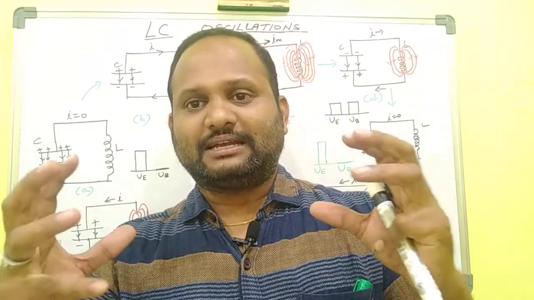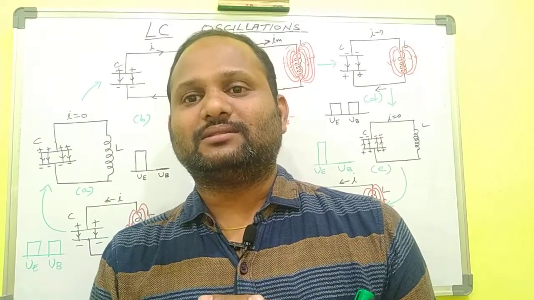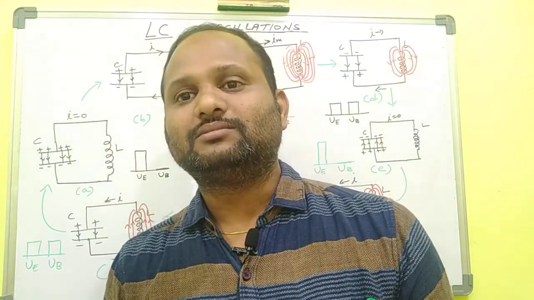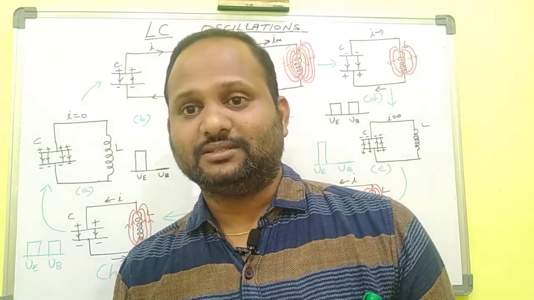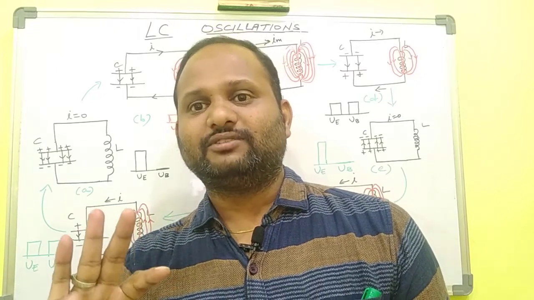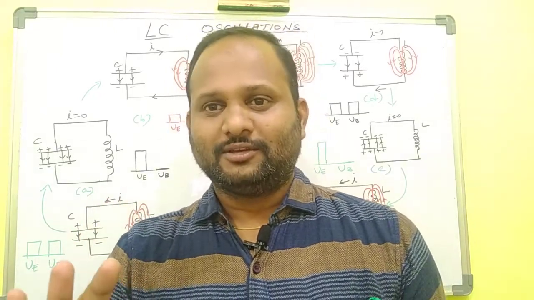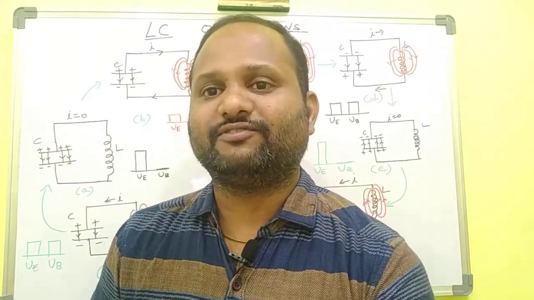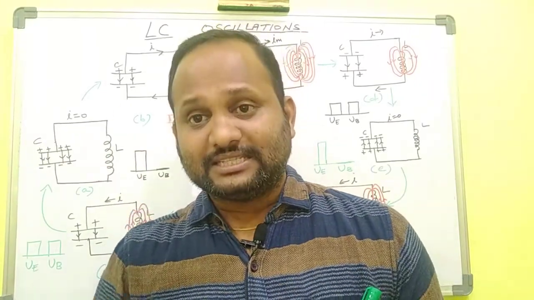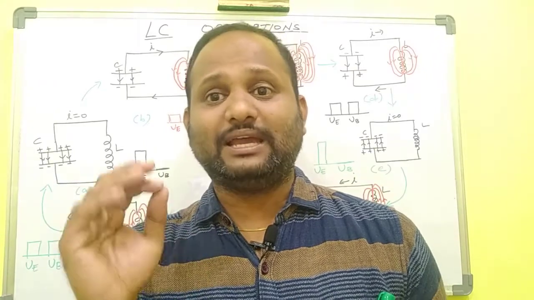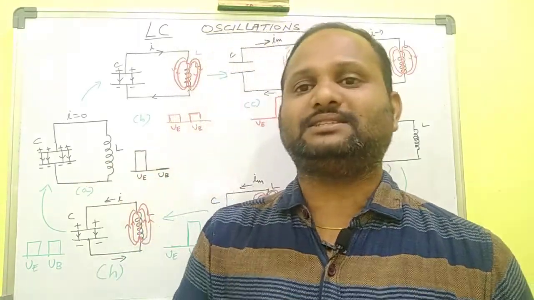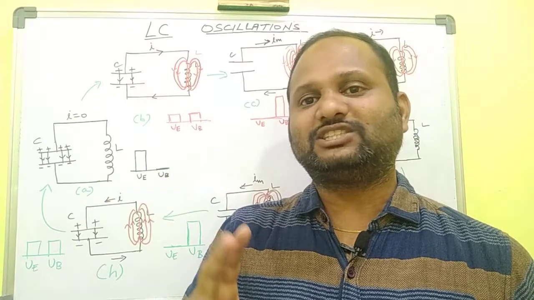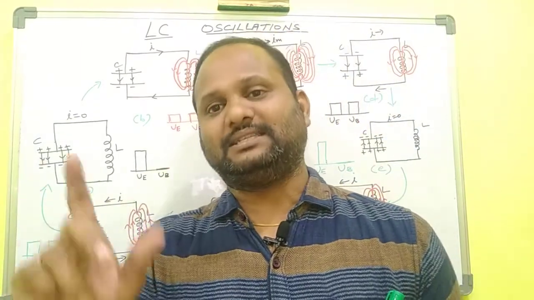Okay, when both are connected in the circuit, the energy is produced. What is the type of energy? There is a combination of electric field and magnetic field. The energy oscillations are produced. Why I say oscillation: it means the energy oscillates back and forth between the capacitor and the inductor.